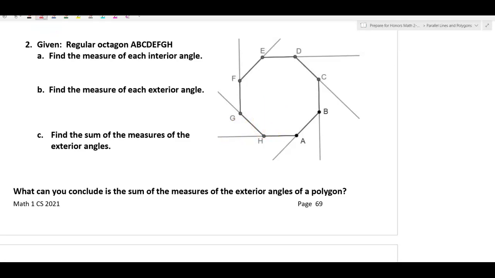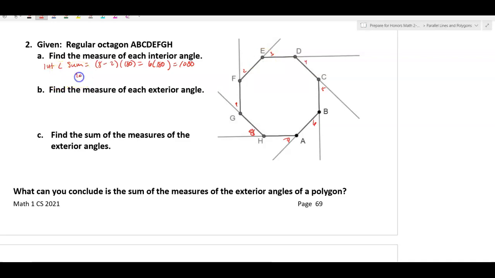Now, let's look at an octagon. If I look at an octagon, it has 8 exterior angles: 1, 2, 3, 4, 5, 6, 7, and 8. So it has 8 exterior angles. If I find the interior angle sum, that would be 8 sides minus 2 times 180, as from yesterday's lesson. 6 times 180 would give you 1080. So all 8 of these interior angles will add up to 1080.